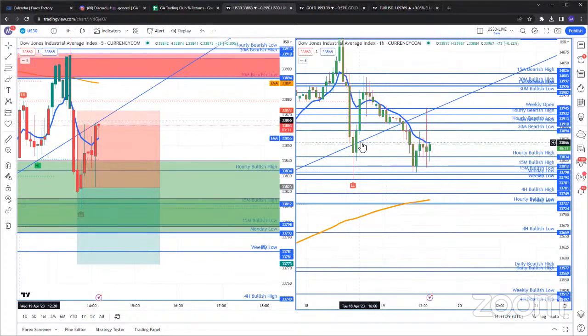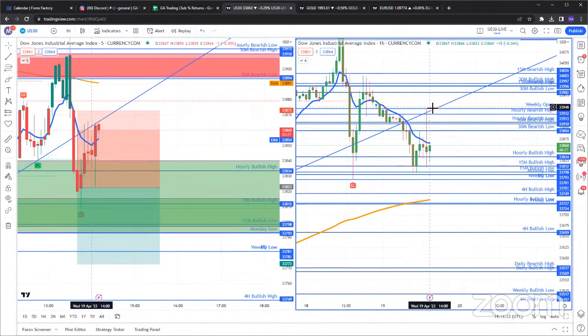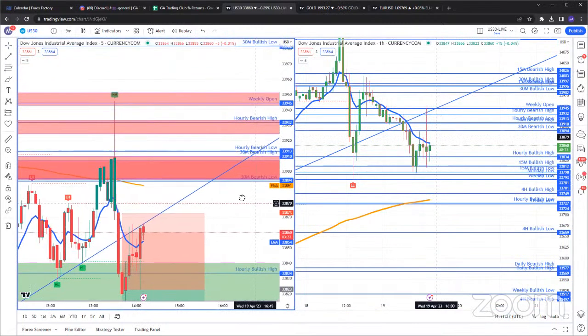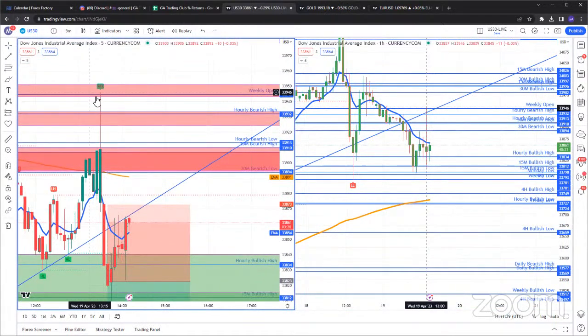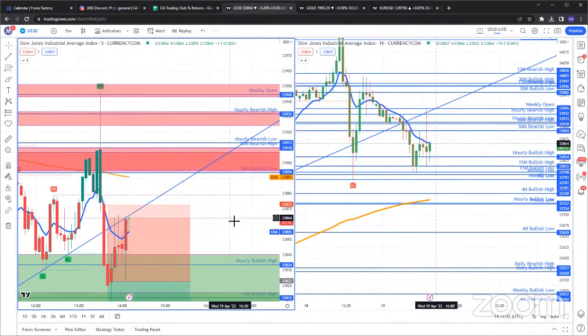So you can see this trend line is literally still valid, right? Because we had this previous hourly candle go all the way up around 33,946, and then picked up liquidity at this supply zone and brought price all the way back down.